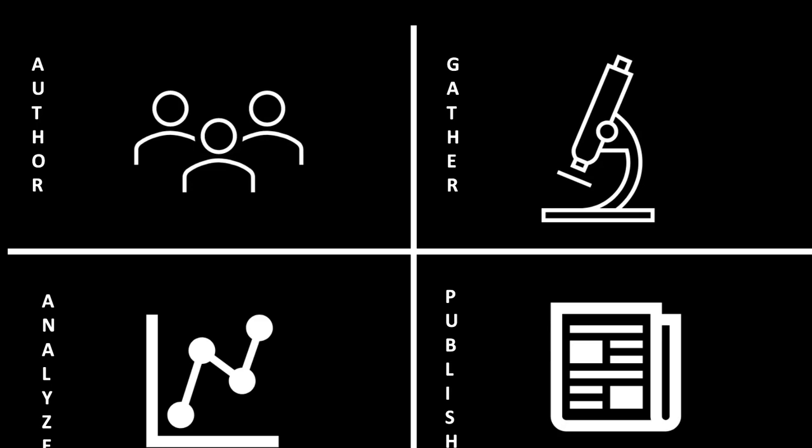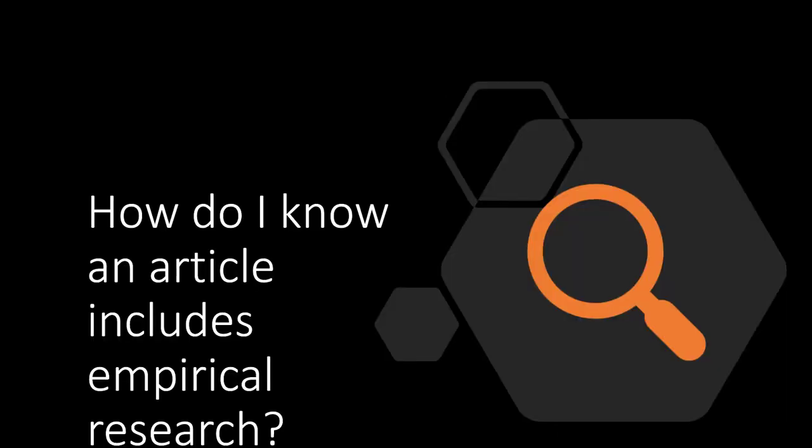When you want to find empirical research articles, there are several clues that will tell you an article contains empirical research. First, the authors will share the research question or questions they are attempting to answer. The format or type of research question will vary depending on the subject of the article.